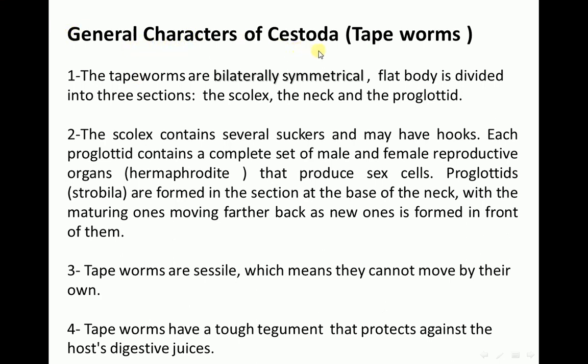General characters of cestoda. Tapeworms are bilaterally symmetrical. Flat body is divided into three sections: scolex, neck, and proglottid.